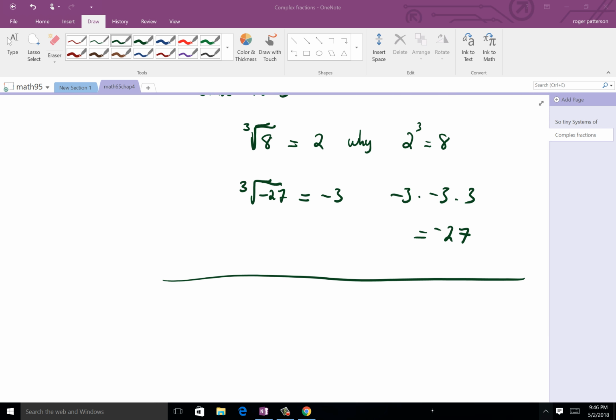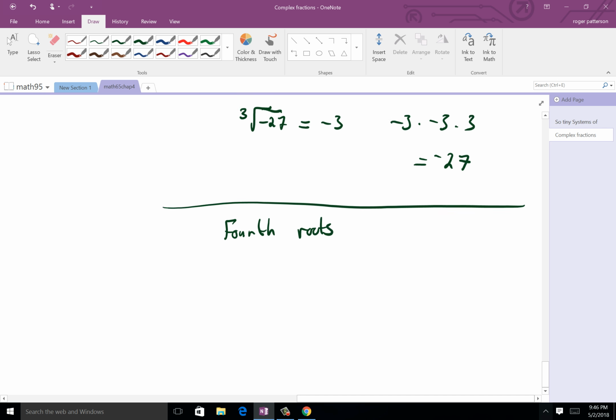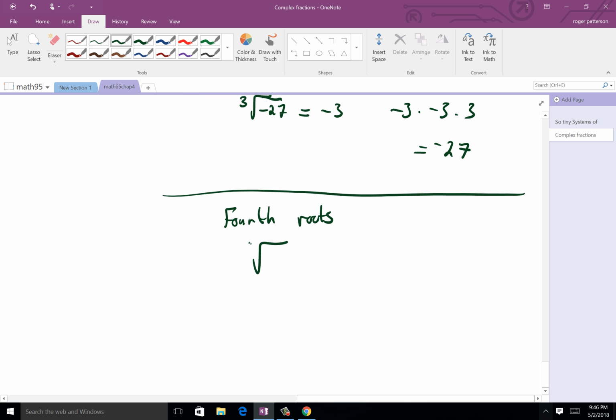And you can go on. I mean, there's fourth roots and fifth roots and so forth. You can do whatever you want. Okay, so if we have a fourth root, it's going to be symbolized by that. Okay, let's do one here. I think 256 is a perfect fourth root. Let's check it out and see. I could be wrong, but I'm pretty sure I'm right.